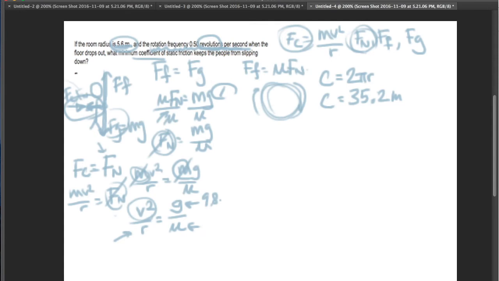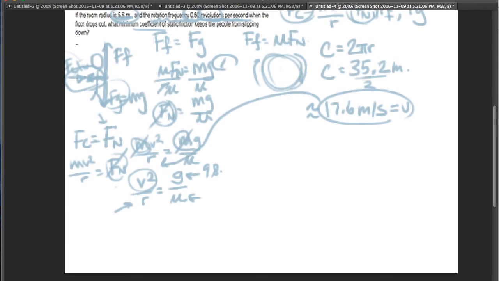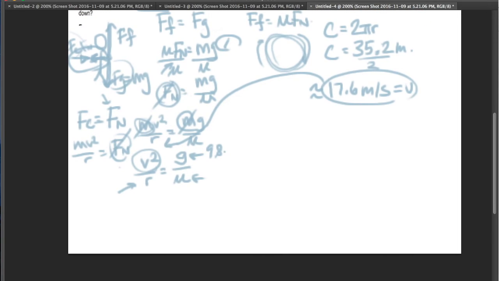This is the full circumference, but the rotational frequency is 0.5 of that, or half of it, per second. So the speed at which this is going is half of the circumference, roughly 17.6 meters per second. This is our velocity right here. So we can take this value and plug it in, and then we can find the coefficient. So 17.6 squared over the radius, which is 5.6, equals g, which is 9.8, over mu.